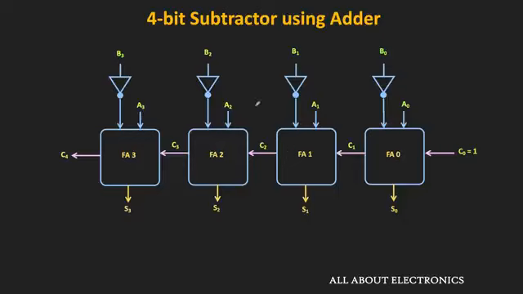So here, using these 4 NOT gates, we are converting the number B into the 1's complement form. And here, by making this C0 equal to 1, we are effectively adding 1 to that 1's complement number. That means the overall result is equal to A plus the 2's complement of the number B. So in this way, we can use the adder circuit for performing the subtraction. Let us take one example, and through that example, let us understand the working of this circuit.